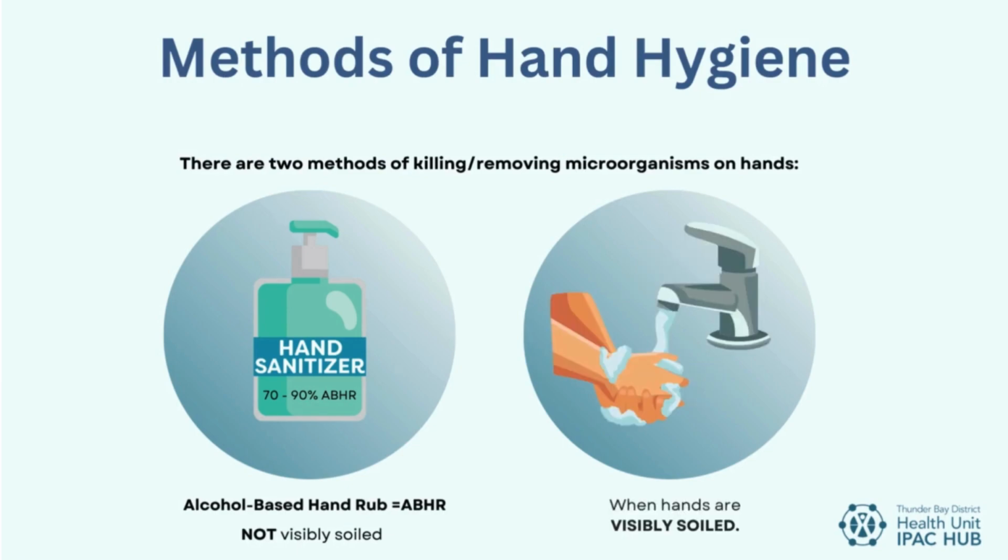The second method of hand hygiene is hand washing with soap and running water, which must be performed when hands are visibly soiled or feel soiled. The mechanical action of washing, rinsing, and drying is the most important contributor to the removal of those bacteria that might be present.